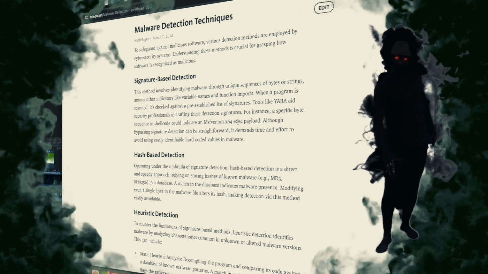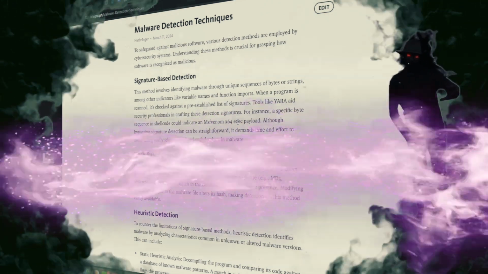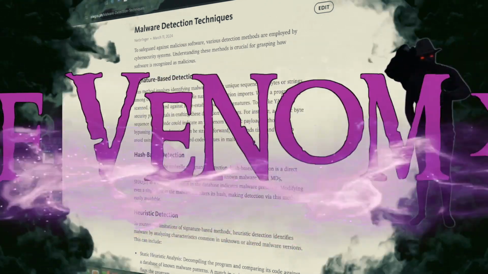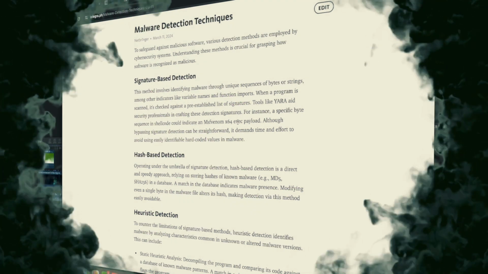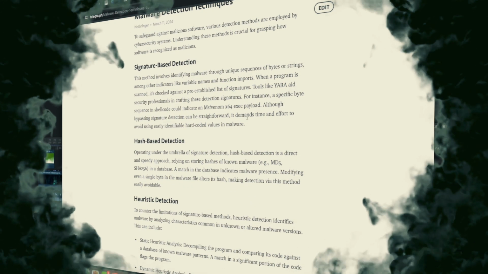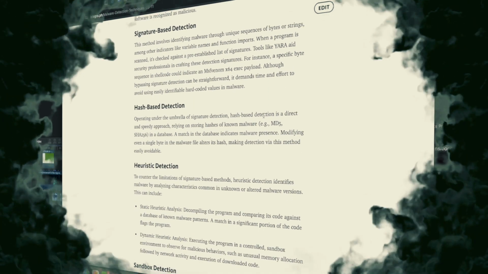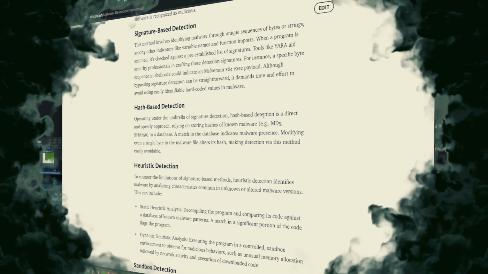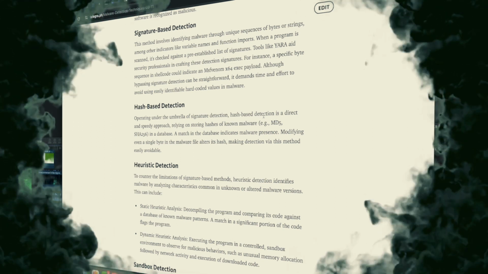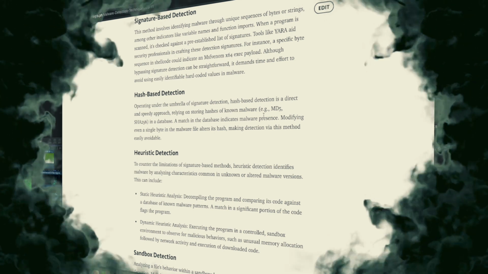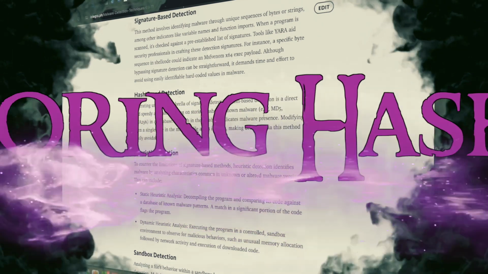For instance, a specific byte sequence in shellcode could indicate an MSFvenom x64 exec payload. Although bypassing signature detection can be straightforward, it demands time and effort to avoid using easily identifiable hard-coded values in malware.